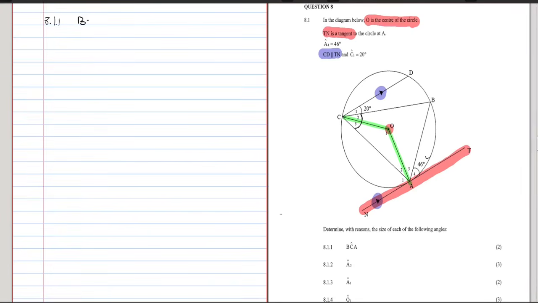So BCA is equal to 46 degrees. That is the tan chord theorem. So the angle C as a whole is equal to that 46 degrees as a whole.